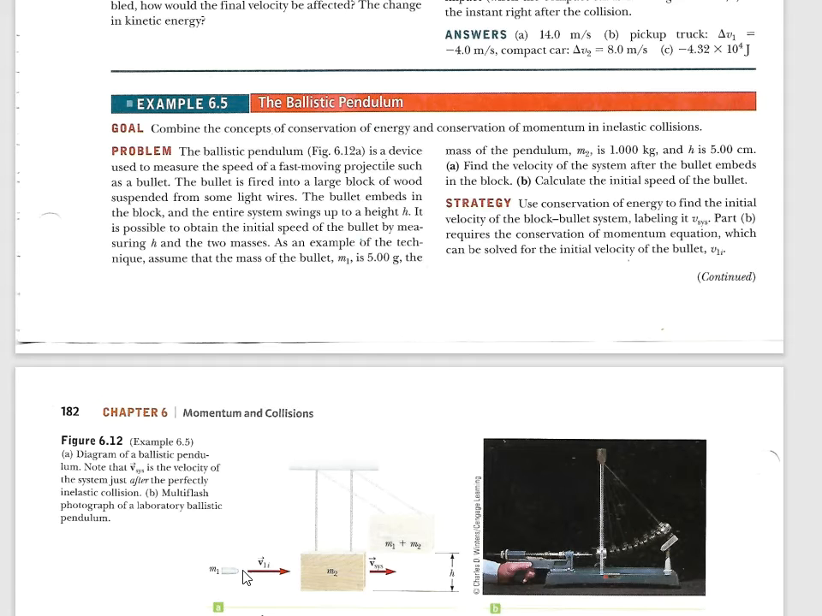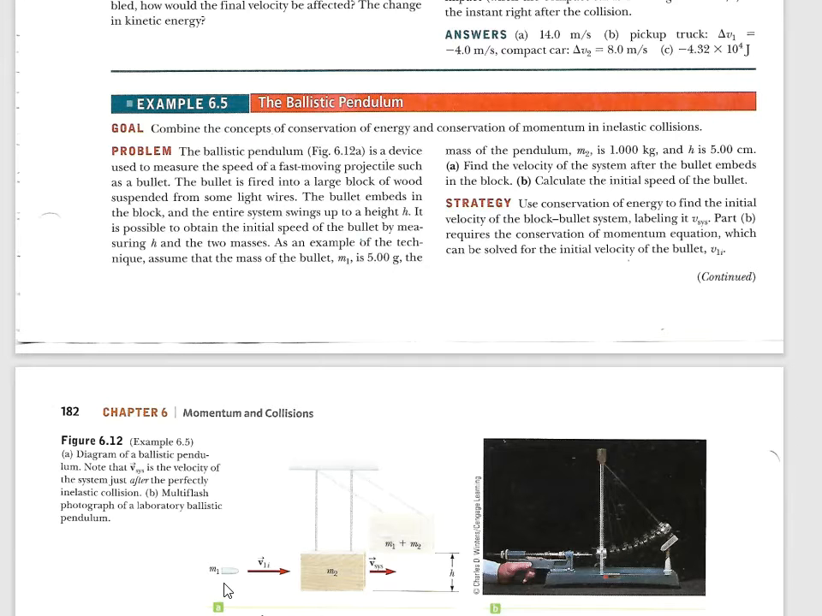Example 6.5. The goal: combine the concepts of conservation of energy and conservation of momentum in inelastic collisions. The problem: the ballistic pendulum, figure 6.12a, is a device used to measure the speed of a fast-moving projectile, such as a bullet.